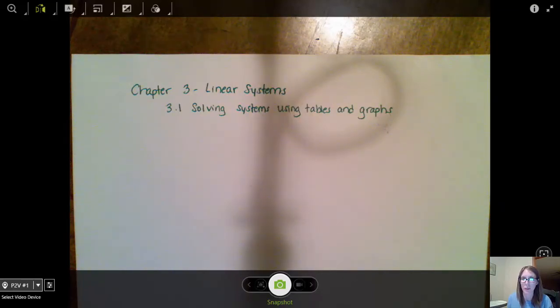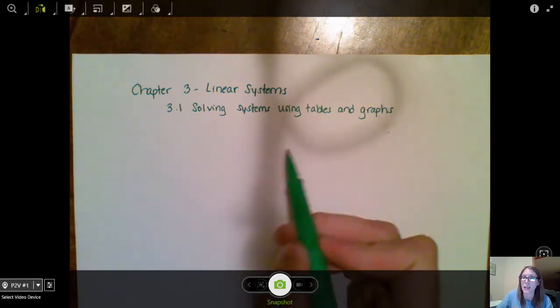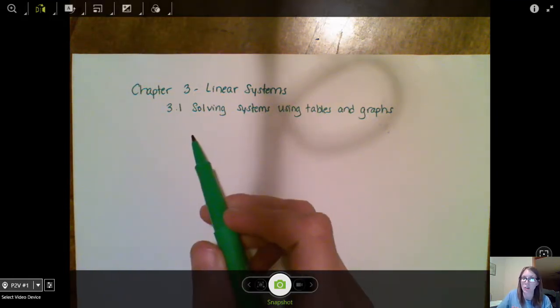Moving into chapter 3, linear systems. We are going to do some things in this chapter that are review of Algebra 1 and some things that are new. We are going to start off with solving systems using tables and graphs in section 1.